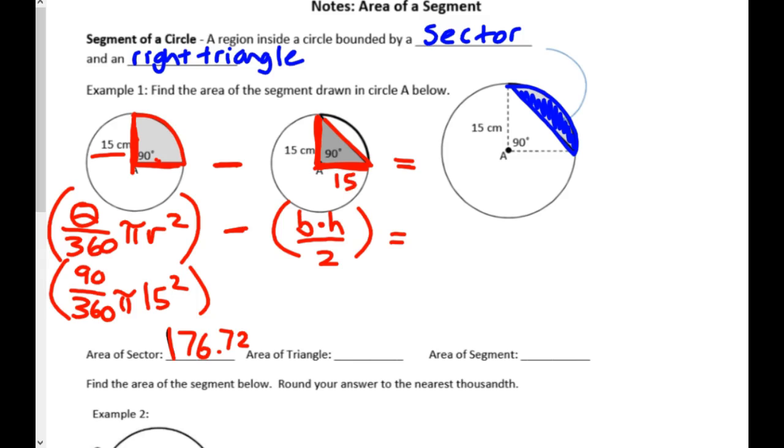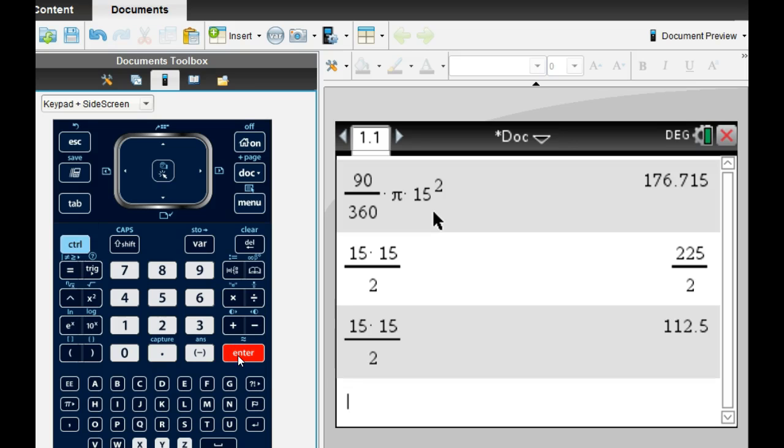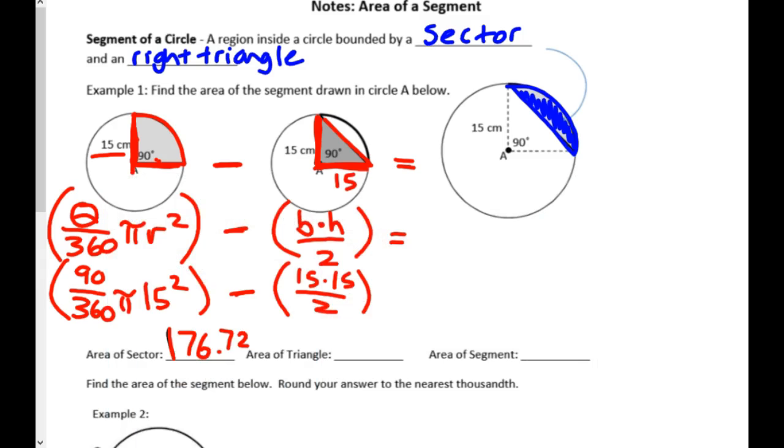So 15 and 15. So here's how we get the triangle. 15 times 15, don't forget to divide by 2, right? So 15 times 15 divided by 2. Let's do that. 15 times 15 divided by 2. 225 over 2. That's cool. I don't want a fraction. I need the decimal. Control Enter. 112.5.